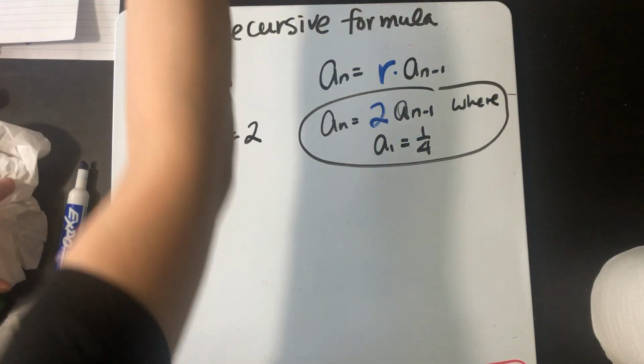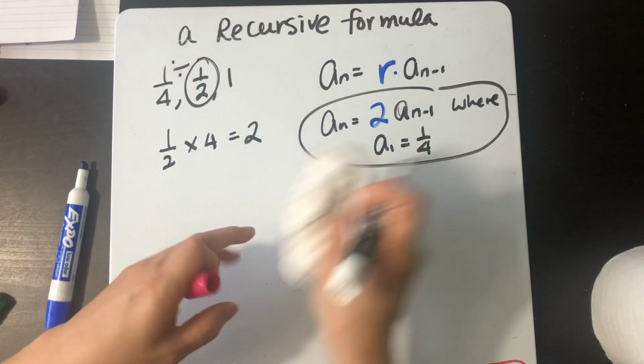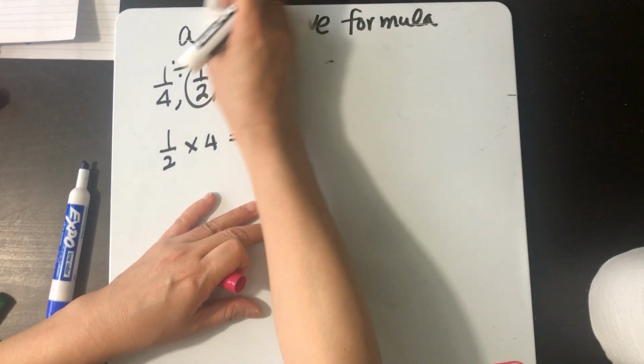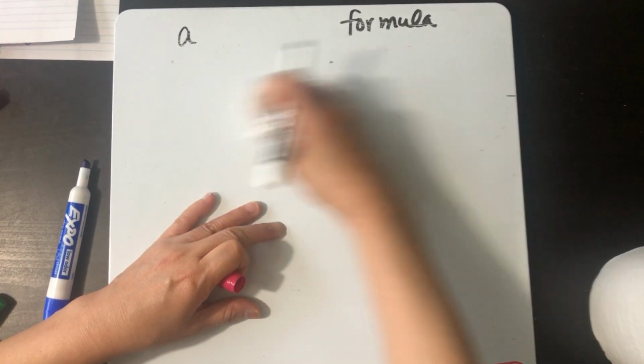Okay, so hope you're getting the hang of it. So now let's go to explicit formula. Let's find the explicit formula.